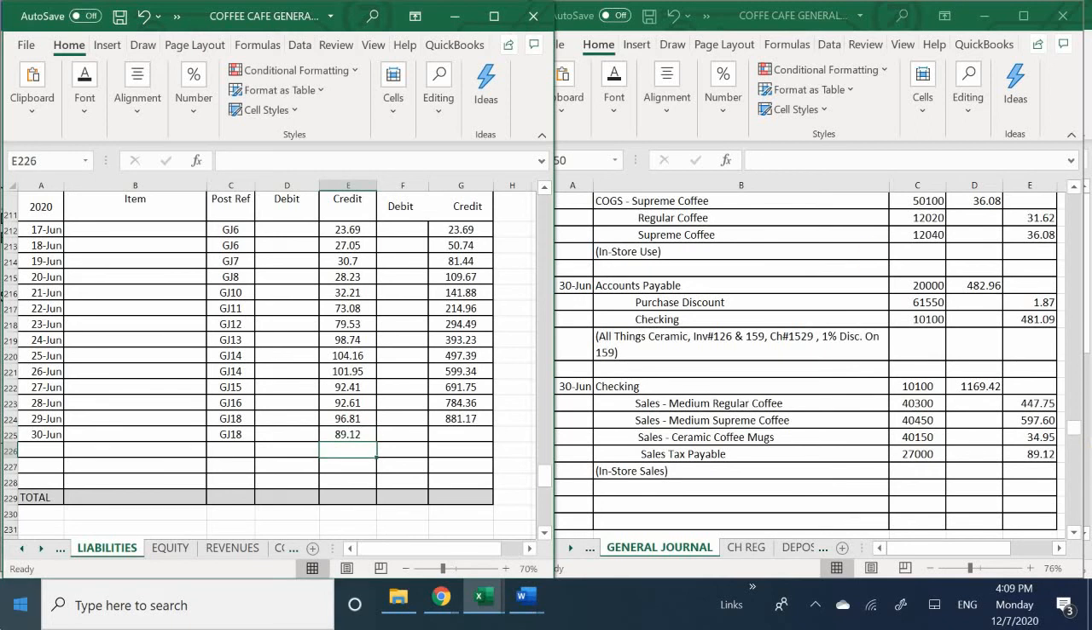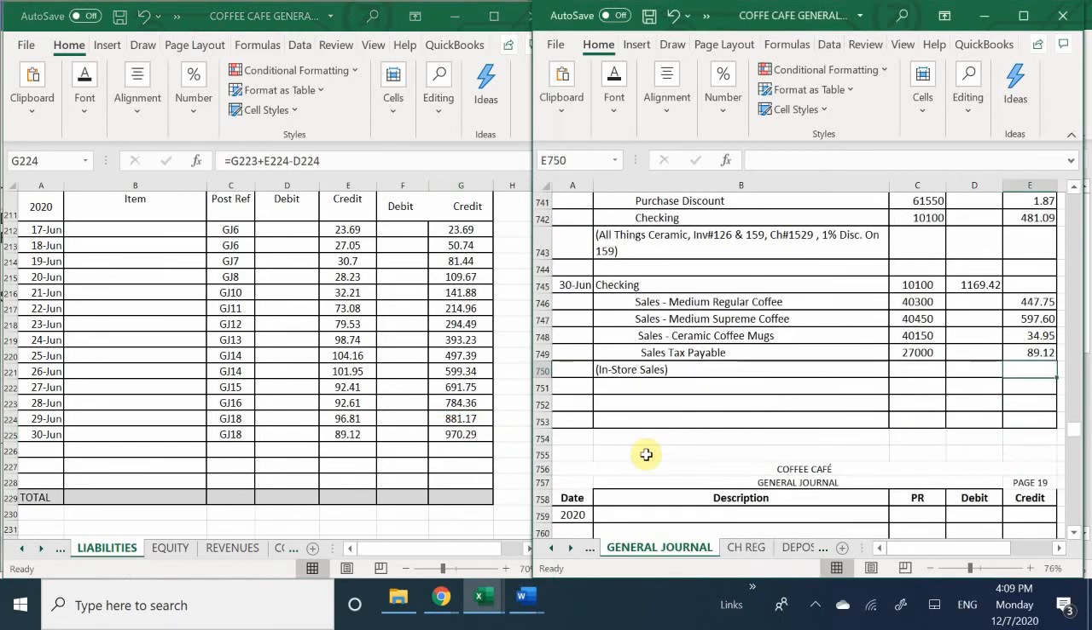The amount on this one is $89.12, bringing our new balance to $970.29. Good. Why? Oh, no, I'm sorry. Habit. No worries.